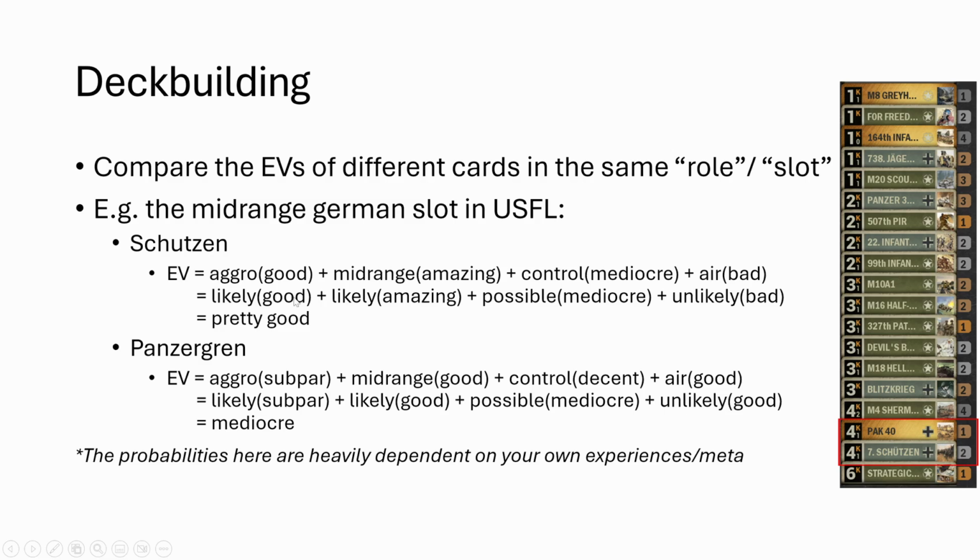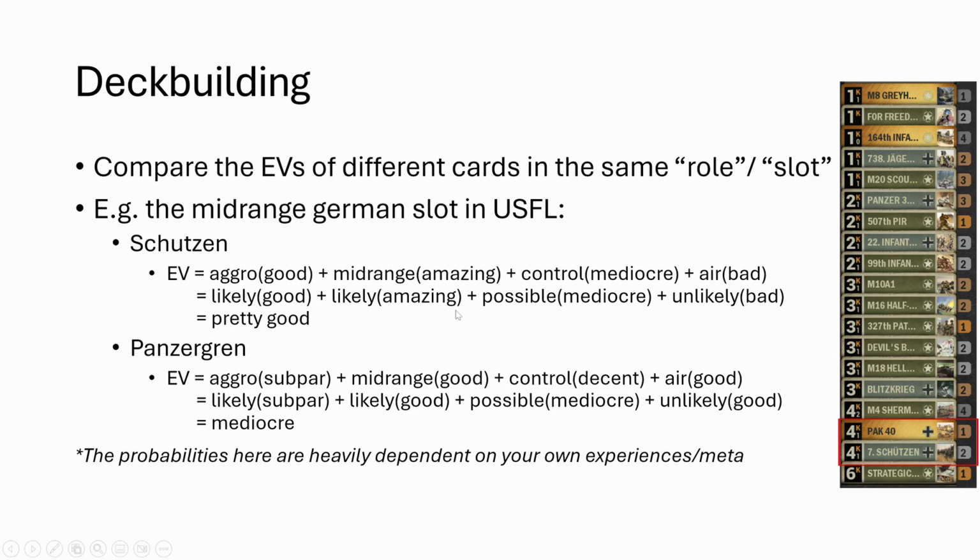Schützen, on the other hand, is good versus aggro. Obviously, some cards like Devil's Brigade are going to be better, but we're doing relative comparisons. We're comparing Schützen to Panzergren, Schützen to other cards in the mid-range German slot of US Frontline, right? So relatively speaking, it's very good. Again, Schützen is very good against aggro. It's amazing versus mid-range. It's going to be mediocre versus control and pretty bad against air.